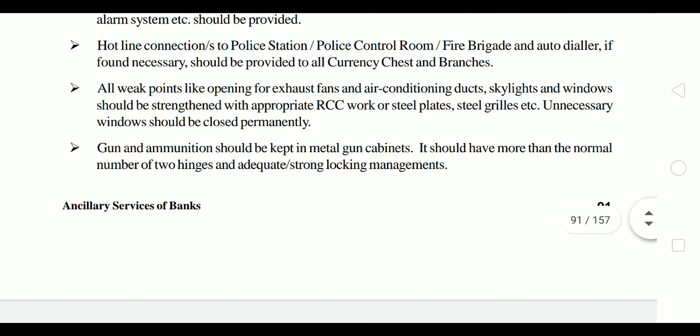Next is all weak points like openings for exhaust fans and air conditioning ducts. Now, what is a duct? It is a tube through which air or light passes. So these should be properly strengthened with appropriate RCC work and steel plates. So steel grills should be installed. Unnecessary windows should be closed permanently. The windows that we don't use should be closed permanently.